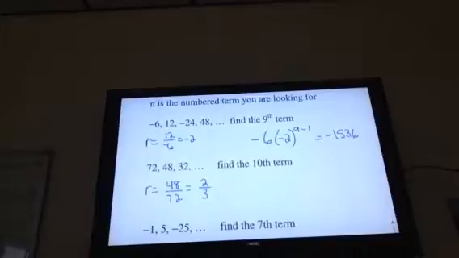And so now I plug it in. My first term, 72. My ratio, 2/3. My power, n minus 1. I'm looking for the 10th term, so 10 minus 1. And I punch this into my calculator. I get a really bad decimal. So I should convert that to a fraction. And your final answer should be this: 4,096 over 2,187.